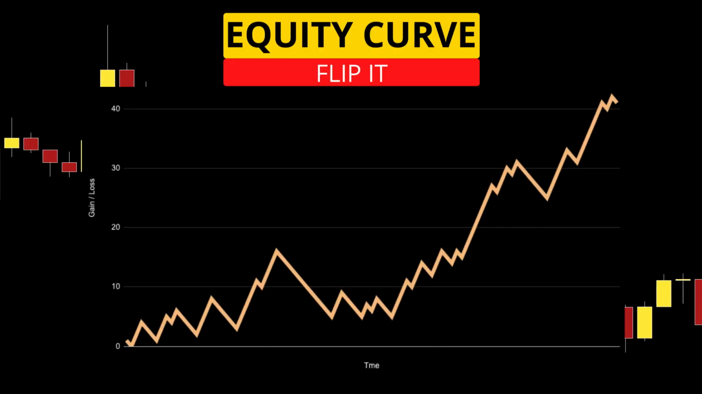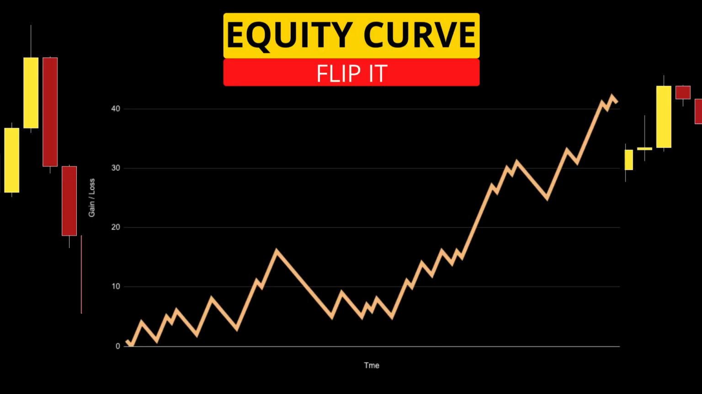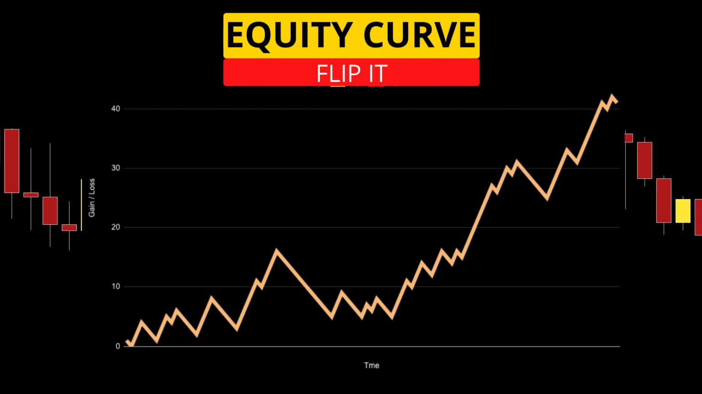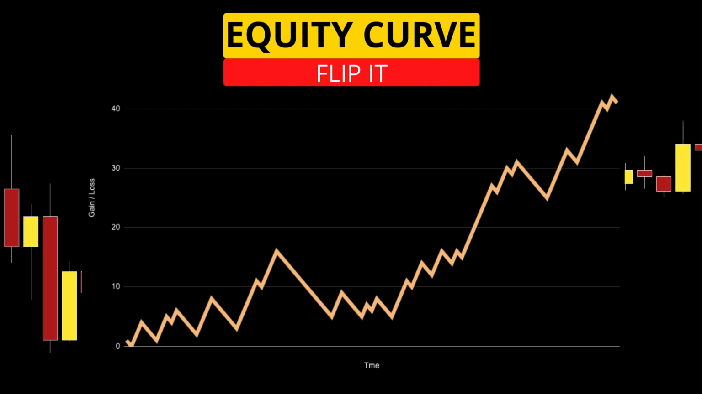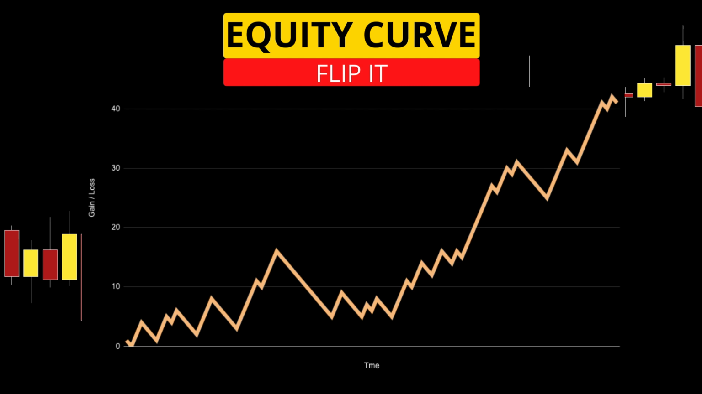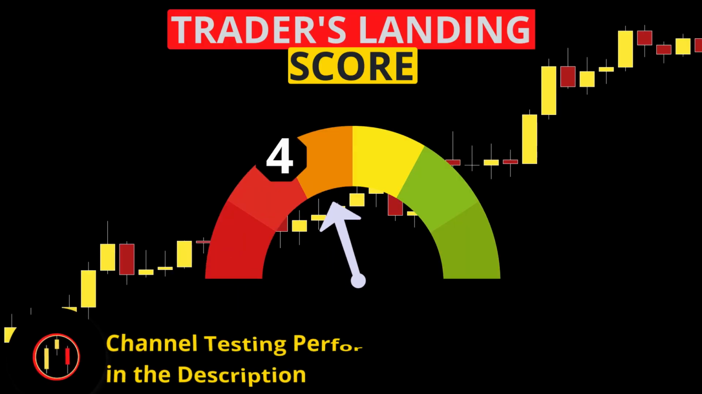The one word I would use to describe this equity curve is problematic. Looking at this, you can see there is an extended period of consolidation followed by an impulsive move up, and I'm going to explain why in a moment. I give this system a trader's landing score of 4.